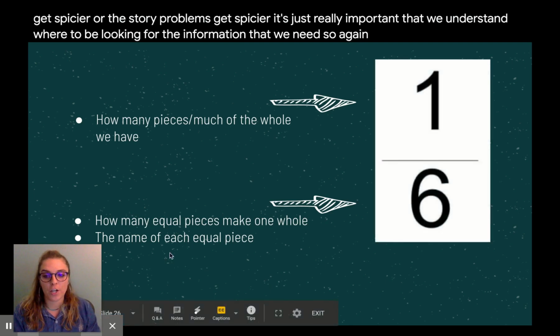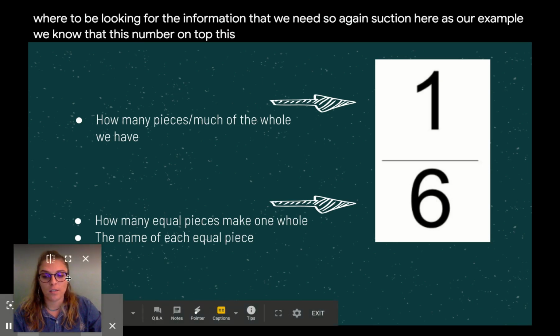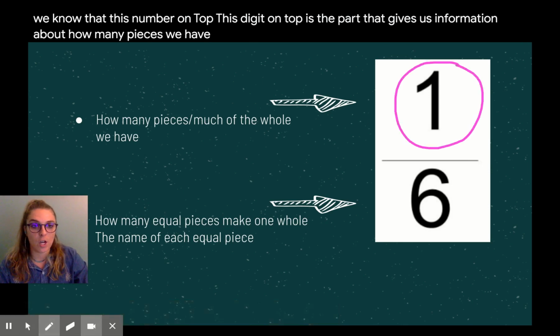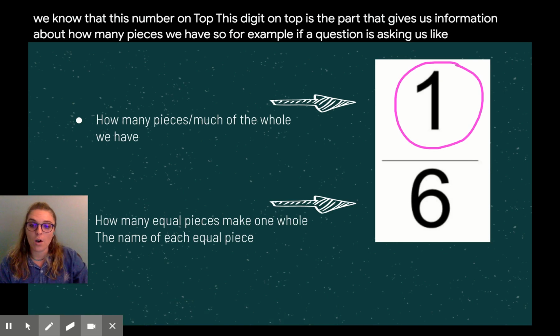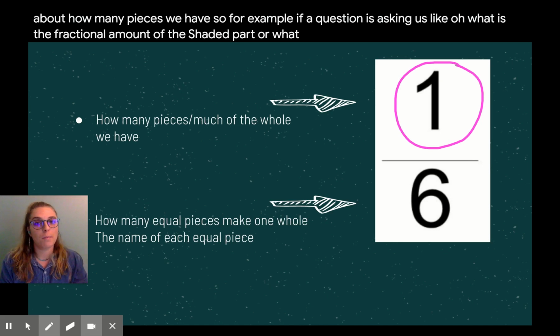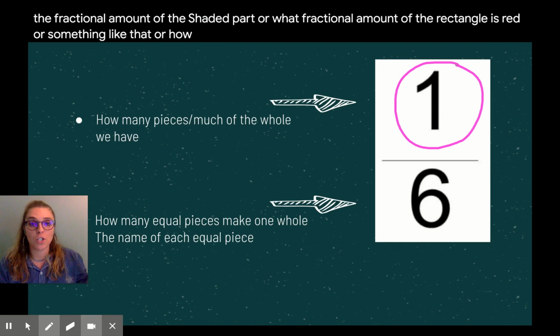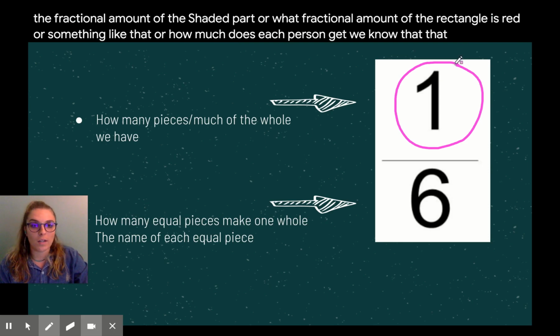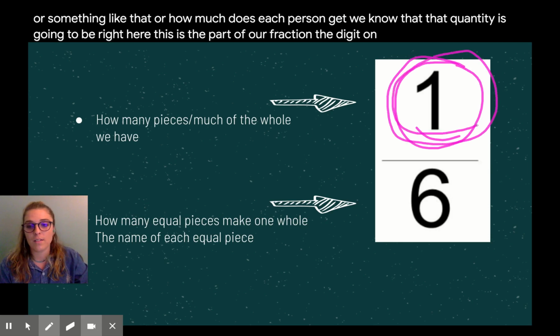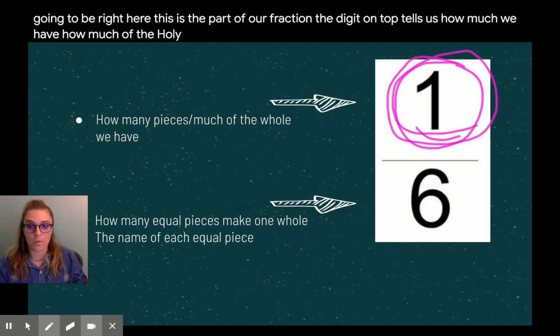we're going to use this fraction here as our example. We know that this number on top, this digit on top, is the part that gives us information about how many pieces we have. So for example, if a question is asking us, what is the fractional amount of the shaded part, or what fractional amount of the rectangle is red, or how much does each person get, we know that that quantity is going to be right here. This is the part of our fraction. The digit on top tells us how much of the whole that we have, or how many pieces of the whole that we have.